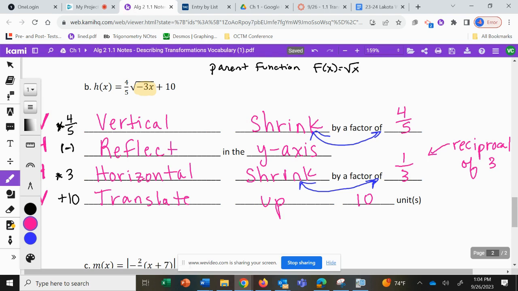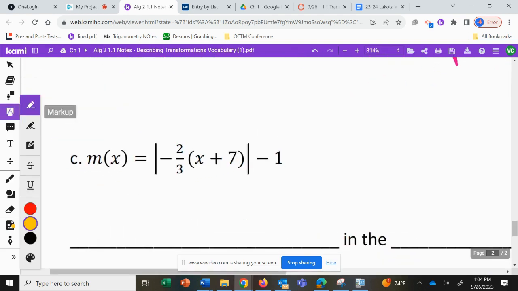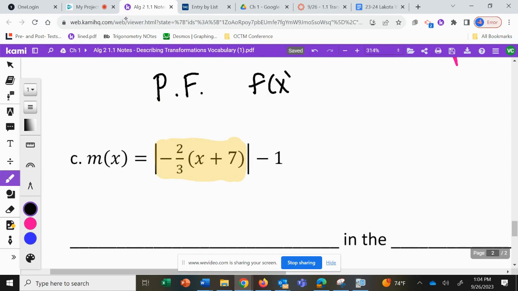All right, one more example has something you haven't seen yet. So anything inside of the absolute value is horizontal. Our parent function for this is f of x equals absolute value of x. So anything that's not the absolute value and the x is a transformation.